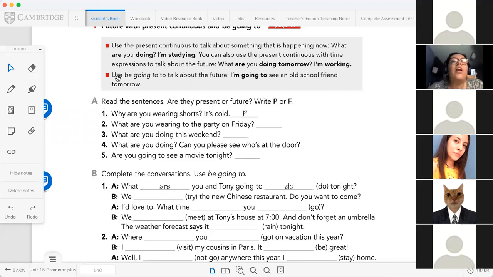I'm working. You can use be going to talk about the future too. I'm going to see an old school friend tomorrow. All right, good. So here we have two little exercises.